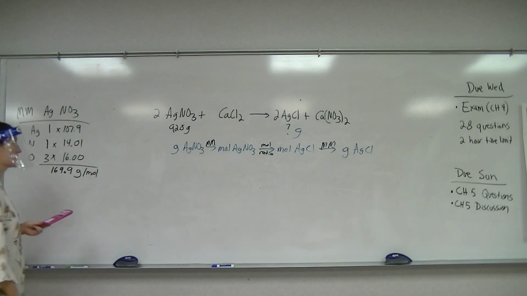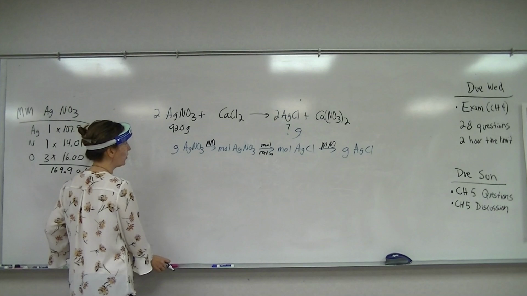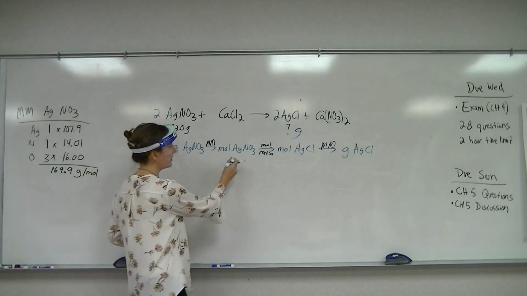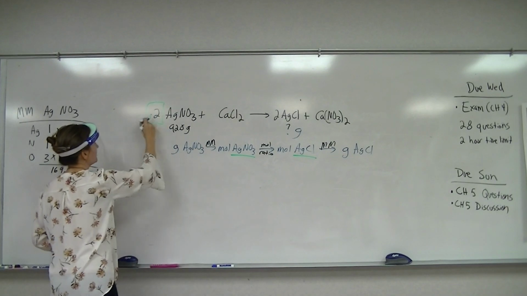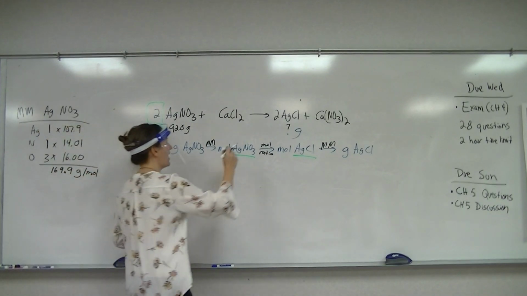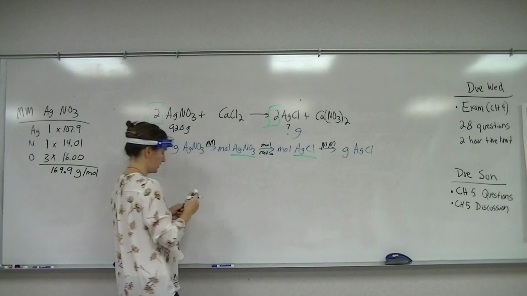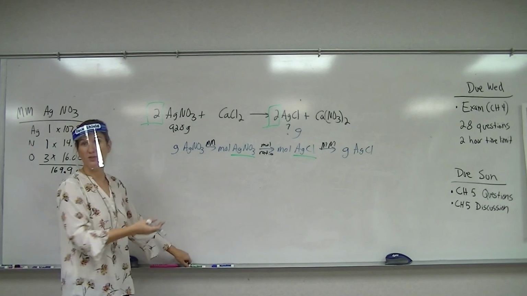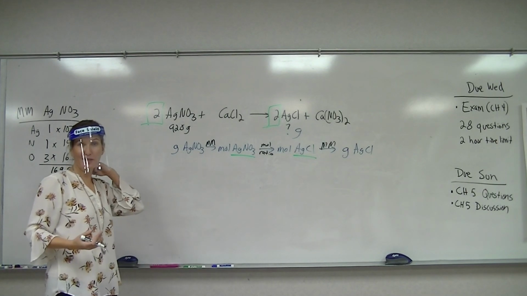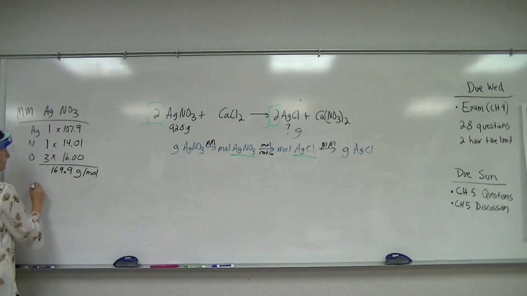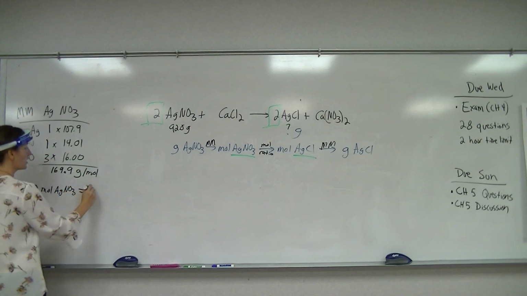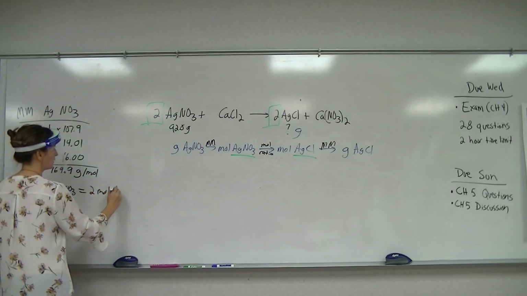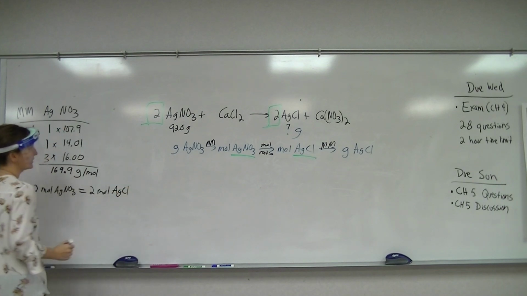Once I have moles, then I need a mole ratio. Mole ratio of what? Well, the two I'm comparing. I'm comparing silver nitrate to silver chloride. So I'm looking at the coefficients in front of silver nitrate and the coefficient in front of silver chloride. It's a 2-to-2 ratio, or if you want to simplify that down, 1-to-1. Doesn't matter how you use it. So 2 moles of silver nitrate is going to produce 2 moles of silver chloride.